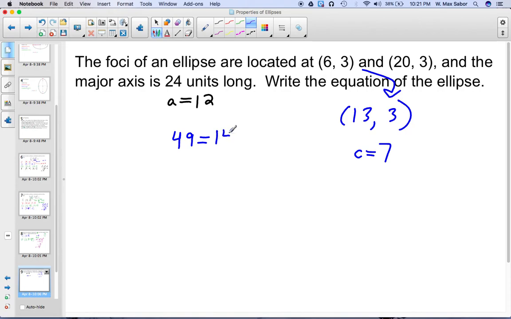equals a squared minus b squared. Add b squared to both sides and subtract 49. We get 95. So b equals square root of 95.